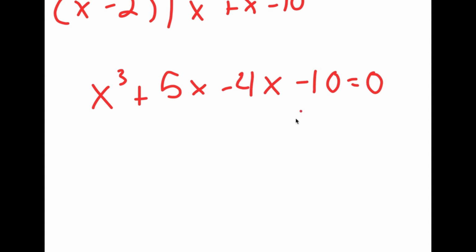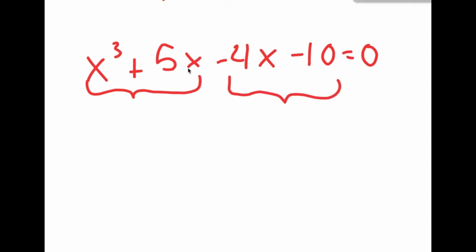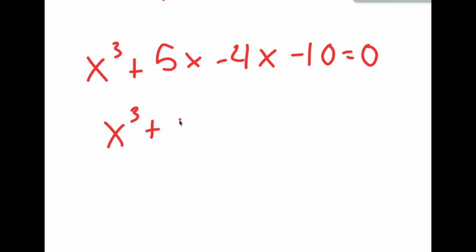Now, what I'm going to do is factor by grouping. So we can group x to the power of 3 plus 5x and negative 4x minus 10. Well, x to the power of 3 plus 5x, the greatest common factor is x. However, this won't work because x squared plus 5 can't be simplified. So what I'm going to do is rewrite this as x to the power of 3 minus 4x plus 5x minus 10 is equal to 0.